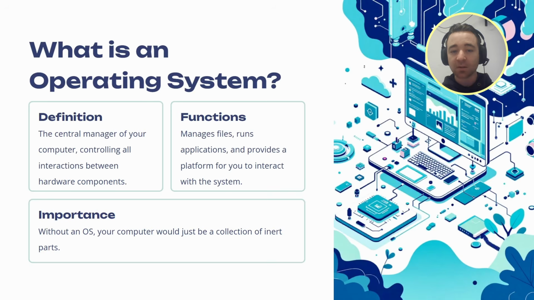So we need to know about what an operating system is, first of all. That's like the first step. Essentially, guys, an operating system is the central manager of your computer, controlling all interactions between hardware components. It's kind of like the base system that allows you to interact with your hardware. It manages your files, it runs your applications, it provides a platform for you to interact with the system, okay? Without an operating system, your computer would just be a collection of parts that don't really do a lot. You can't do anything with them. We need an operating system. Fundamentally, that's what you need to know.